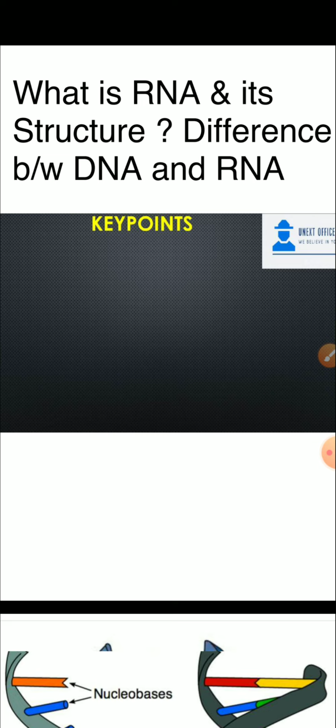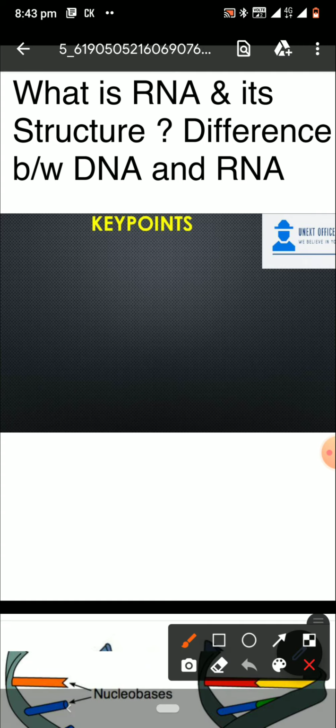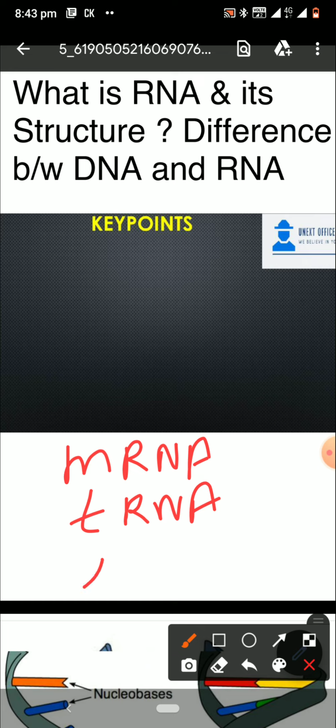So in today's episode, we are going to discuss about RNA, its structure and difference between DNA and RNA. So first, what is the full form of RNA? RNA is ribonucleic acid and there are mainly three types of RNA. They are mRNA, tRNA and rRNA.